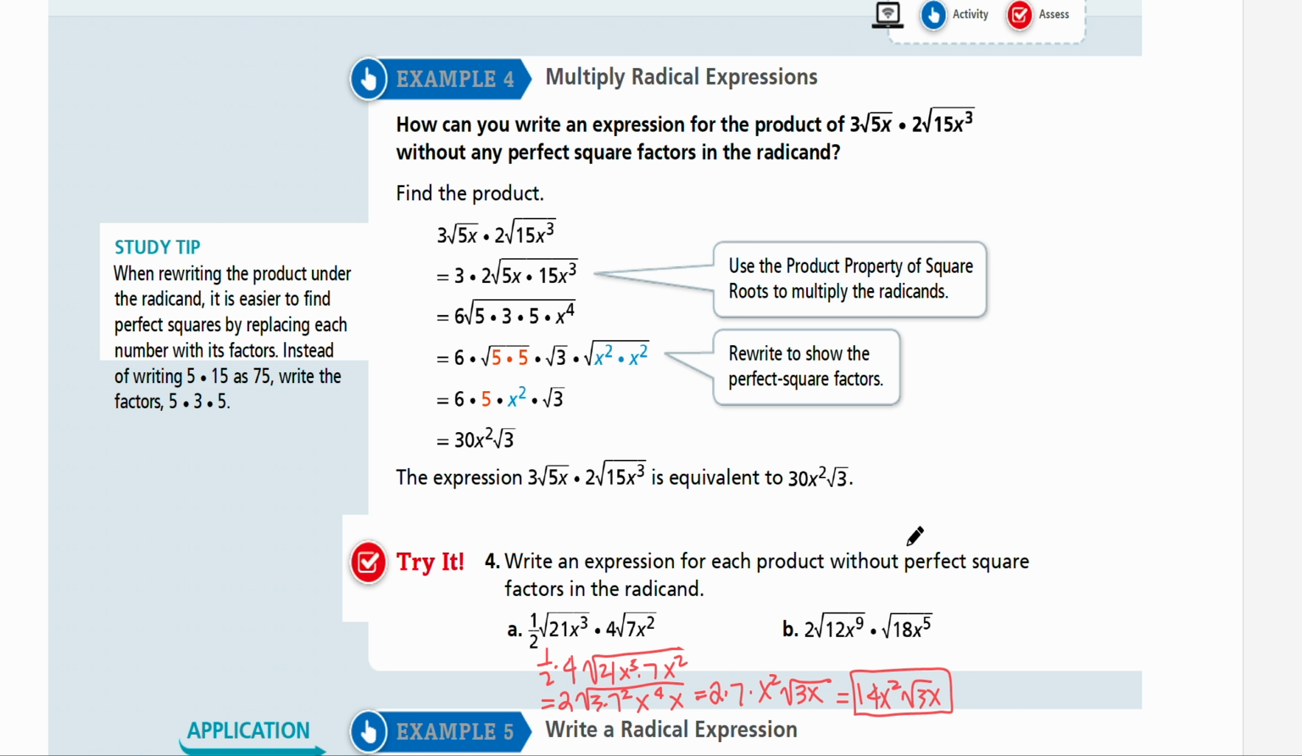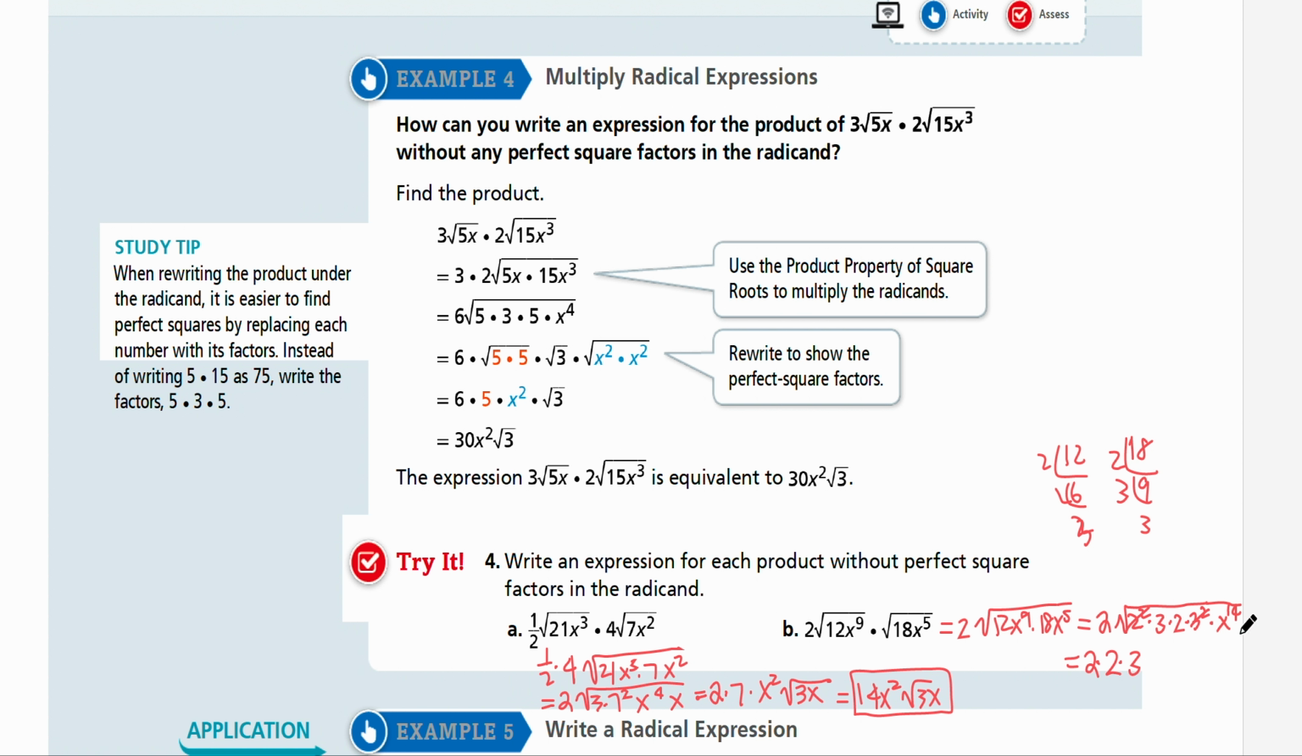Okay, let's look at part B. 2 root 12x to the 9th power times root 18x to the 5th power. So 2 times 1 is just 2. And then you can combine everything in the radicand: 12x to the 9th power times 18x to the 5th power. And so that would be 2 times, we can factor this out. 12 is 2 squared times 3. And then 18 would be 2 times 3 squared. And then x all together combined would be x to the power of 9 plus 5, 14. And so we have 2, and then this can come out, right? Times 2, times 3, and then that's just 6.